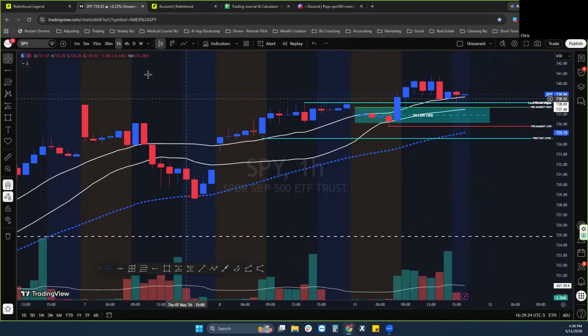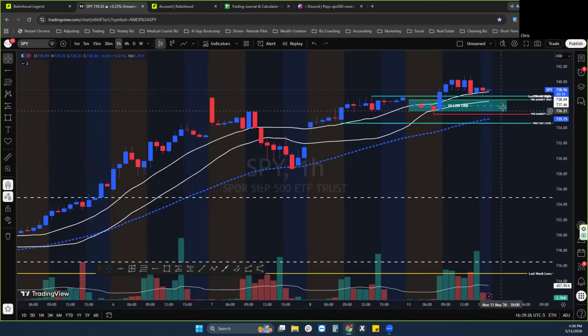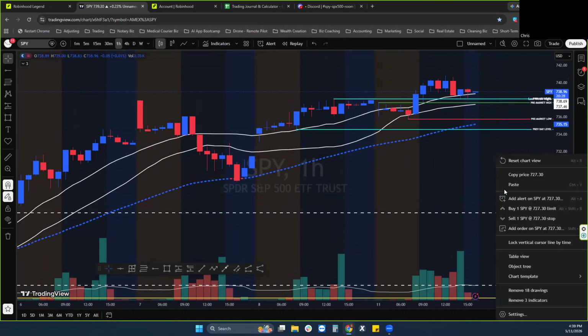At what we saw. All right, so starting on the hour chart, to get rid of this, we have our levels marked up here.